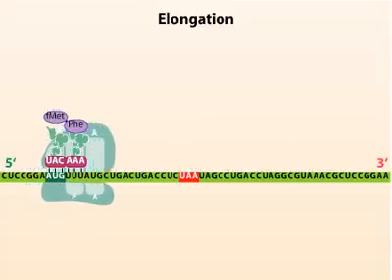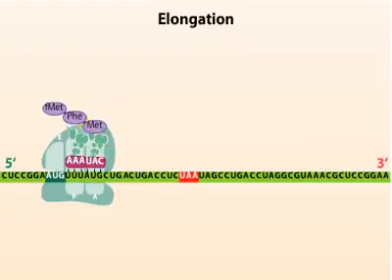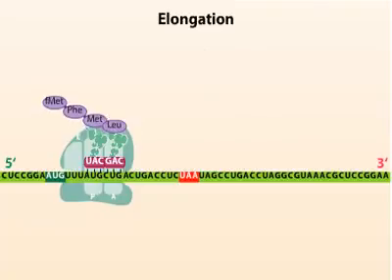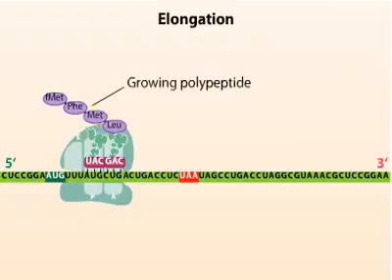After translocation, the tRNA formerly in the P site is now in the E site, from which it moves to the cytoplasm. Now the elongation cycle repeats itself. A tRNA and its amino acid occupy the A site. A peptide bond forms, and the ribosome translocates to the next codon. As the cycles of elongation continue, the polypeptide chain grows by the addition of amino acids to its carboxyl end.